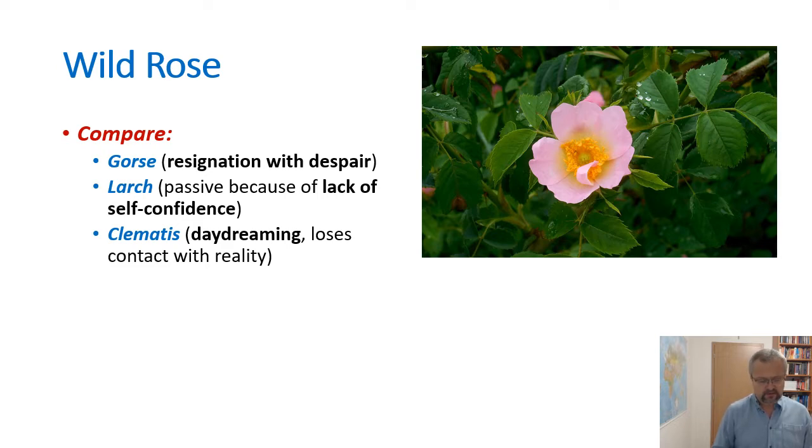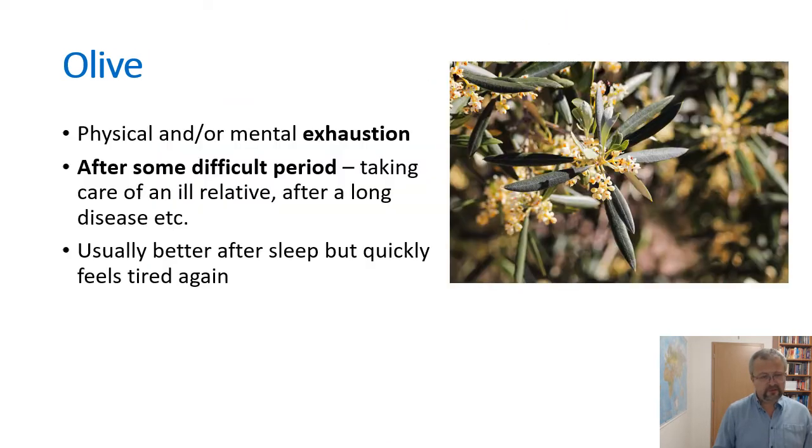Gorse feels hopeless and despair. Larch is passive because of lack of self-confidence. And Clematis escapes into daydreaming and doesn't really deal with the problems because he is distant, he is somewhere else in his mind.